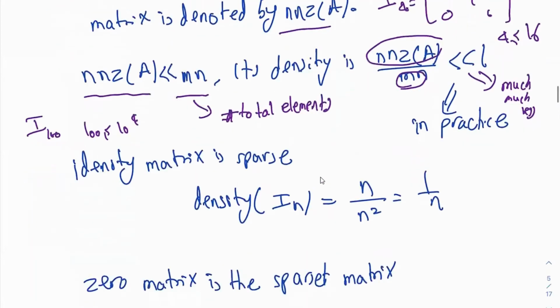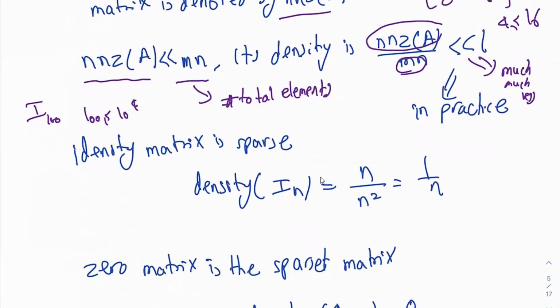So now I talk about the sparse matrix. So the density of an identity matrix is what? We have n ones, n non-zero elements. We don't care if it's 1 or not. We have n non-zero elements. How many elements do we have? n rows times n columns, so the density is equal to 1 over n. Okay. So the zero matrix is a sparse matrix.